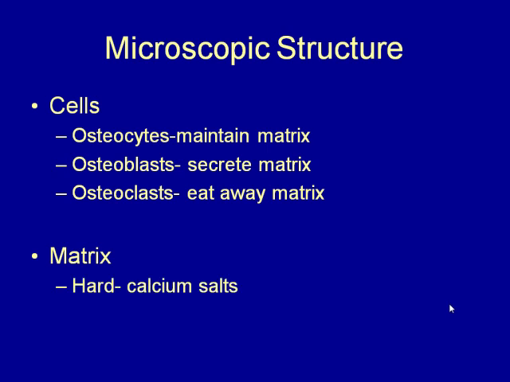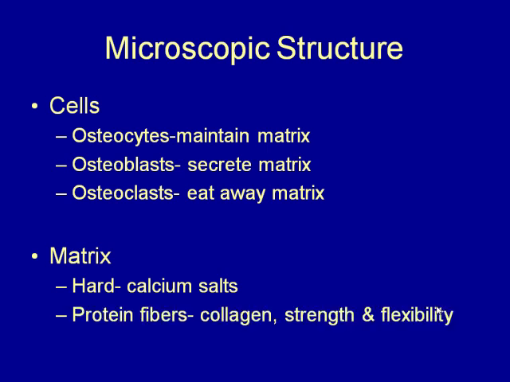The matrix of the bone is hard because calcium salts are deposited in there. But remember, in your matrix of connective tissue, you had a lot of different proteins. You still have these protein fibers. You still have collagen and some other proteins in that matrix that gives the bone strength and flexibility. We sometimes get so carried away with how hard the bones are, we forget that they do have some flexibility. Not a whole lot, but a little bit.